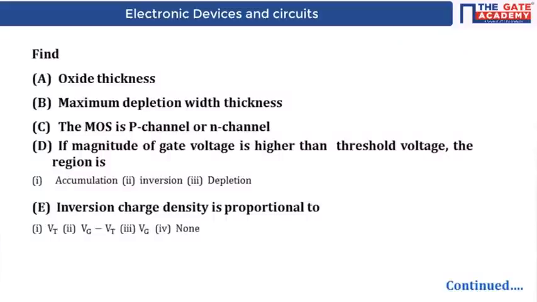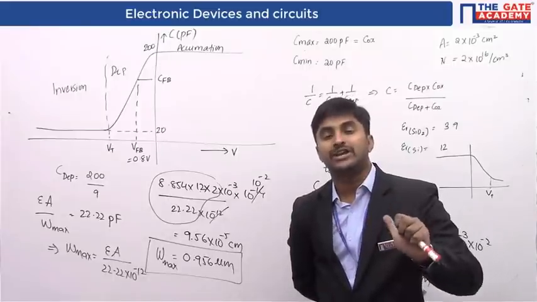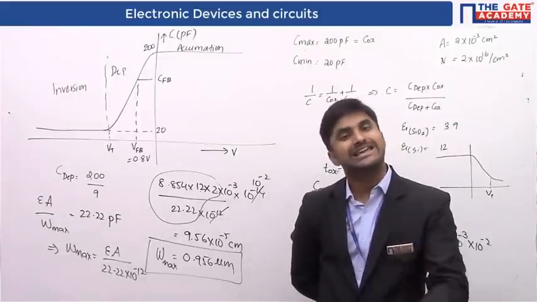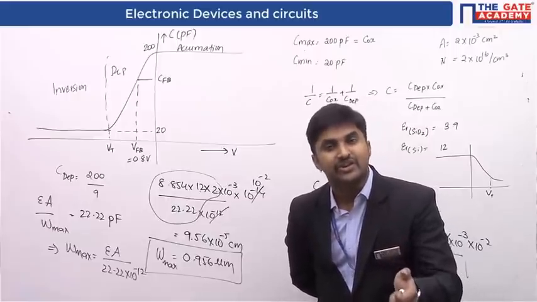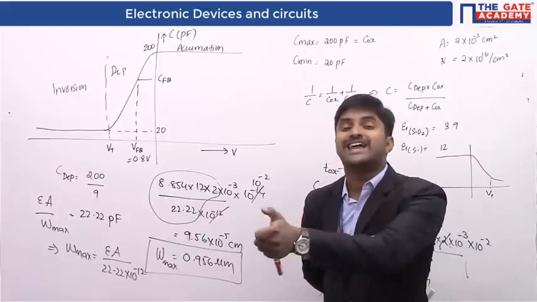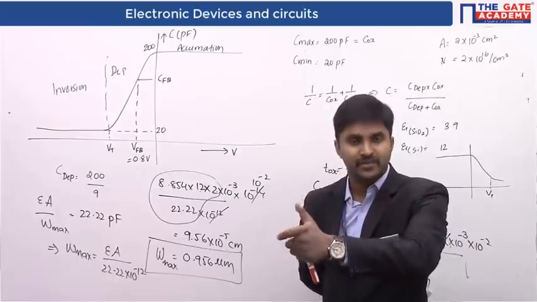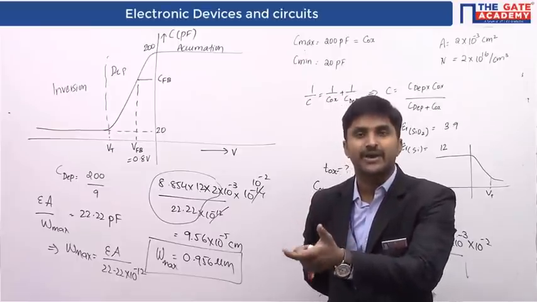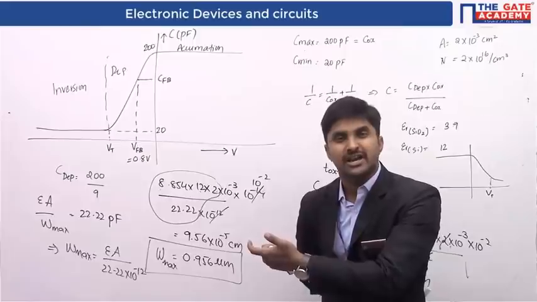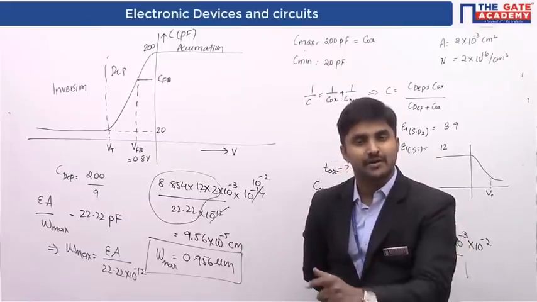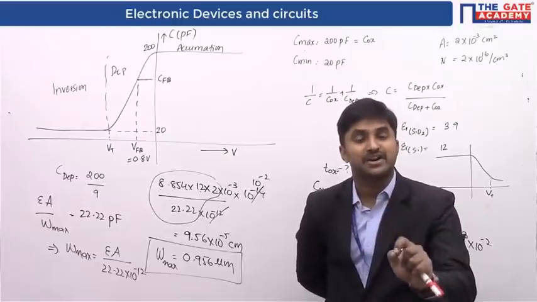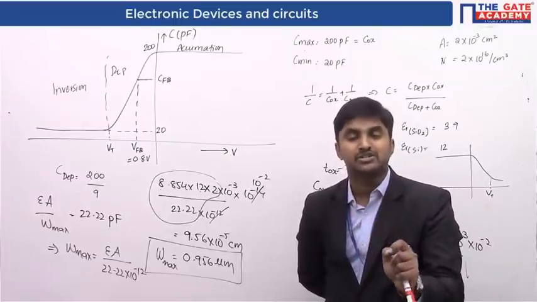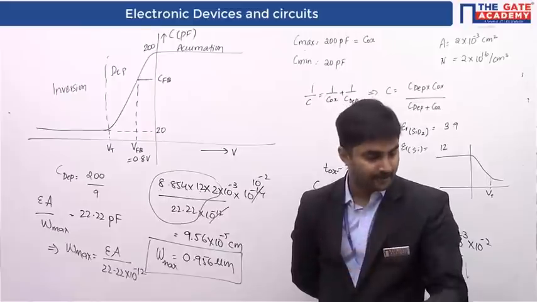So the last part is given as inversion charge density. We know if you are applying the voltage above the threshold voltage, you are in the inversion region. What will you have in the inversion region? In the inversion region, you are inducing a channel, which is the inversion layer. If you are considering a PMOS, what is the substrate you are considering? If it's a PMOS, then the substrate is nothing but N type.